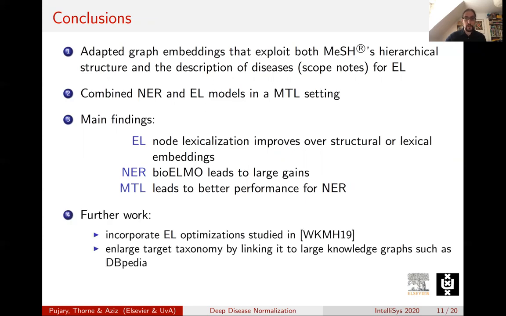As for further work, we plan to incorporate the optimizations described in the NormCo system, and we also plan to enlarge the target MeSH taxonomy by linking it, using linked data, to larger knowledge graphs such as Wikipedia, because MeSH is small, and we think that graph embeddings will work better on larger taxonomies.